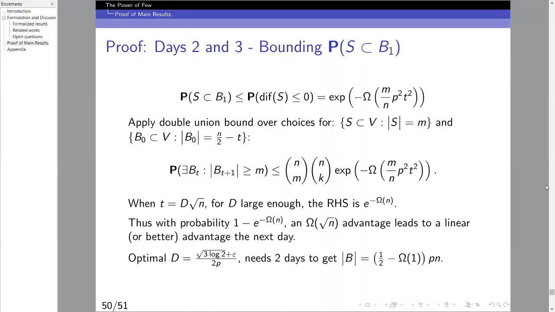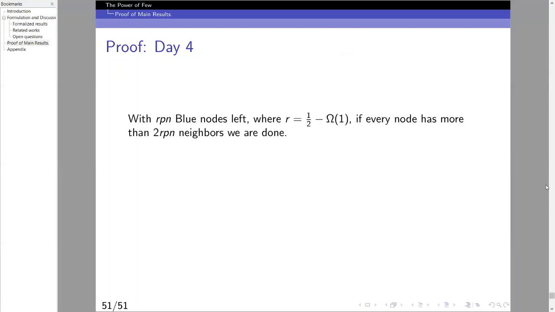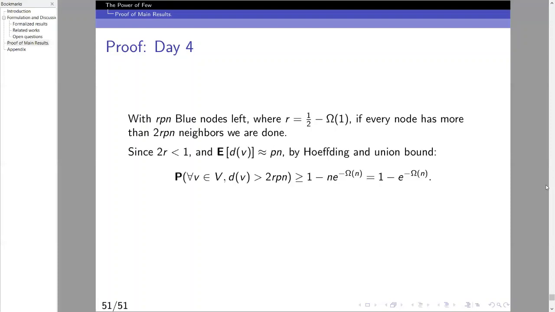So in 2 days, we'll get an overwhelming advantage. And with this advantage, we have less than the expected degree number of blue nodes left. And so by a Hoeffding bound, everyone will almost surely have more than double that amount of neighbors. And so they'll all turn red because they'll have more red than blue neighbors by this point. So that's the proof of the main theorem.